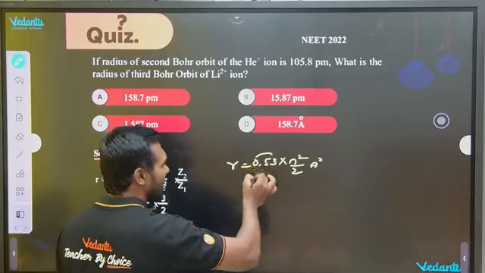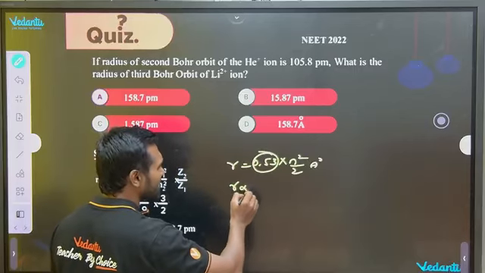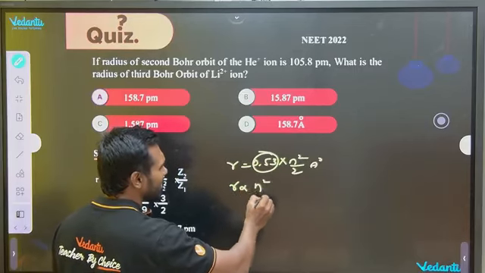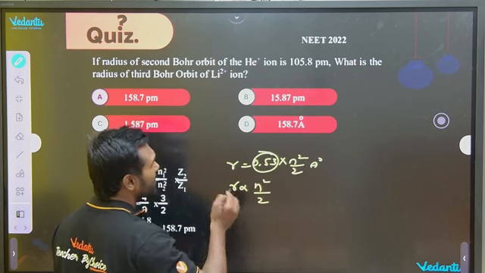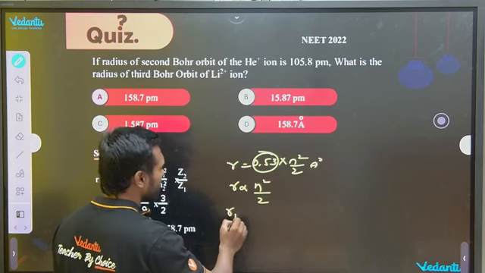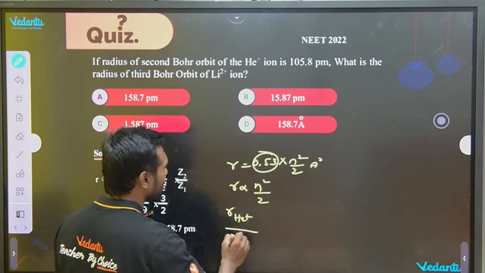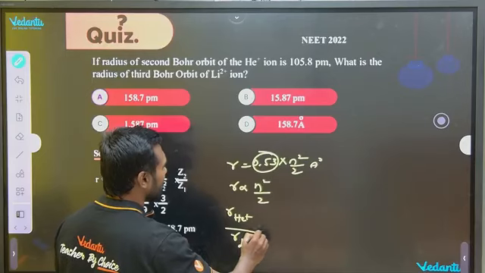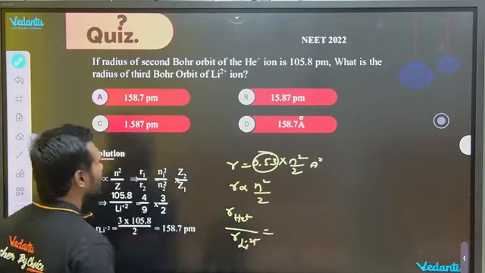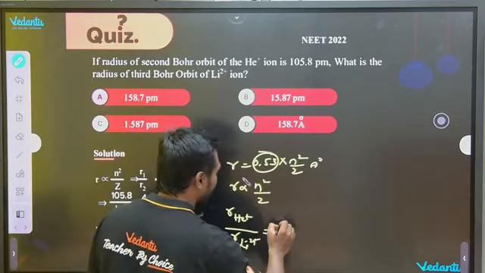Anyway, this is a constant value. R is directly proportional to n square by Z. So here you have to compare helium plus and lithium 2 plus, that is equal to, here n square.